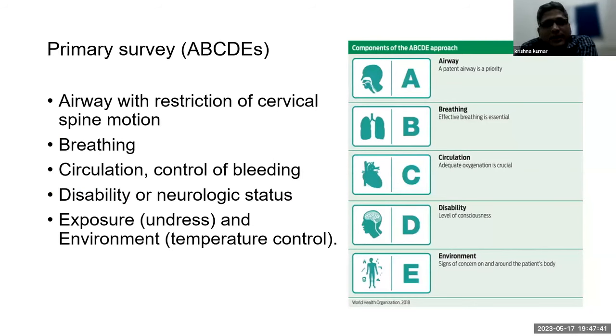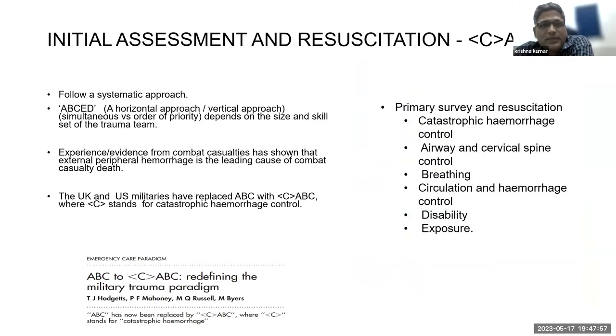The primary survey, which has been discussed with the previous speaker, is the ABCDEs: airway with restriction of cervical spine motion, breathing and circulation and control of hemorrhage, disability, the neurological status, and E stands for exposure, undress, and environment, which is basically temperature control. The initial assessment generally follows an ABCD approach, but some recent articles, as well as the US military and UK military, have started with the C, especially catastrophic hemorrhage control. That catastrophic hemorrhage takes precedence even over airway, because the patient can bleed to death. So hemorrhage needs to be controlled, which has already been discussed, how a tourniquet is applied, a splint, availability of a splint, pelvic splint, etc.